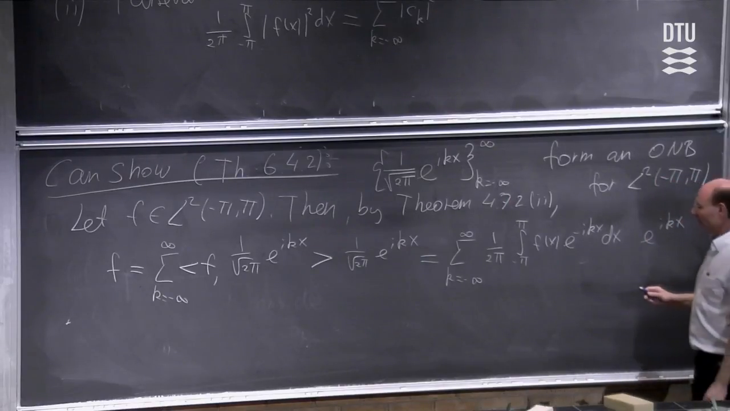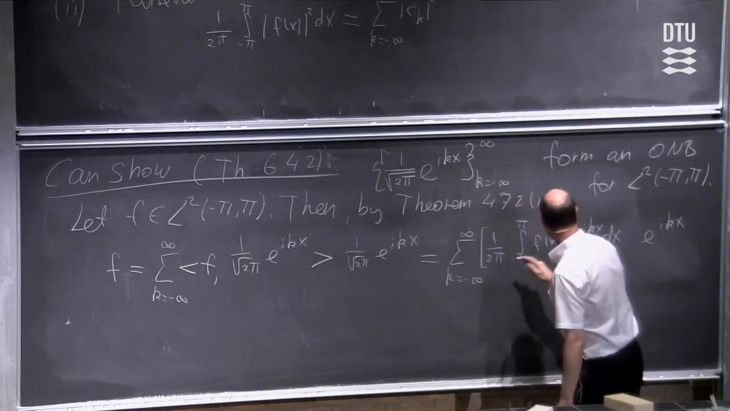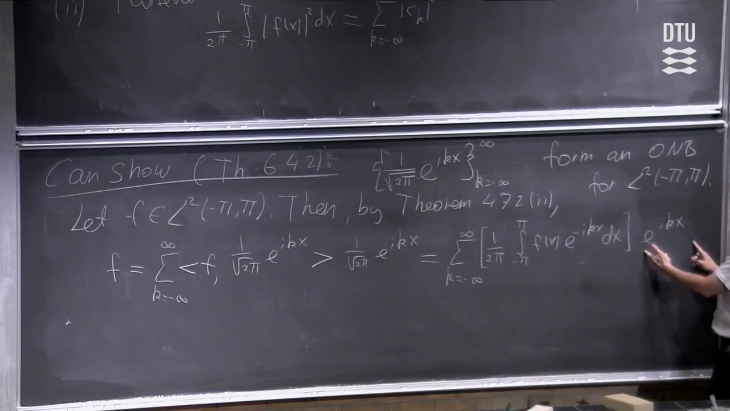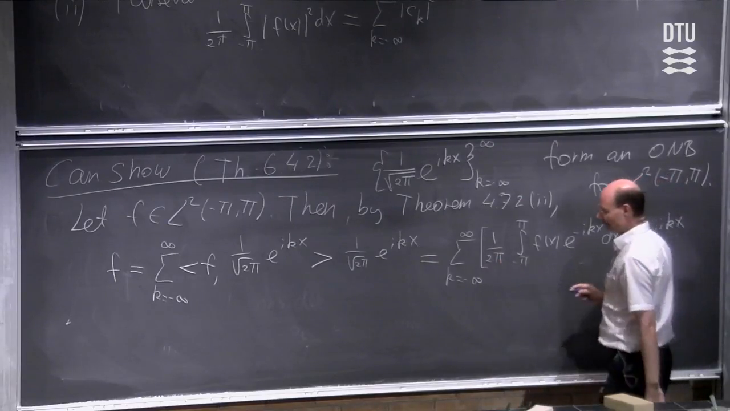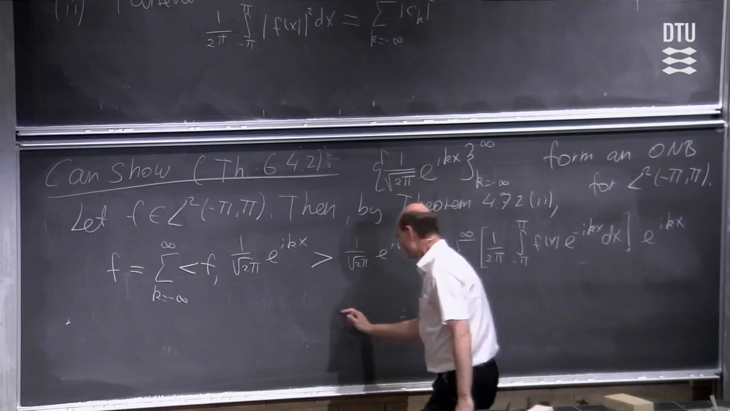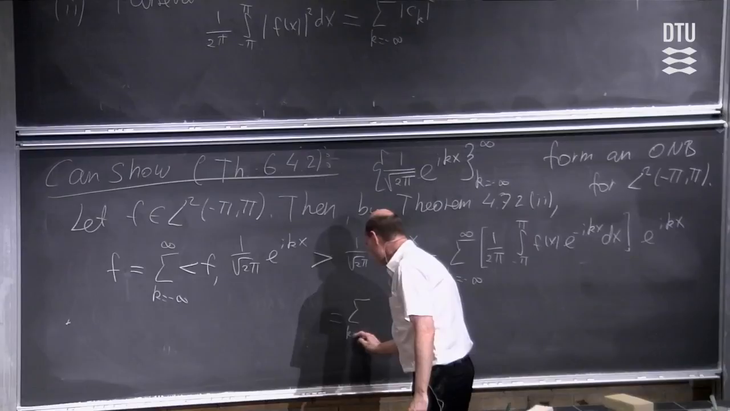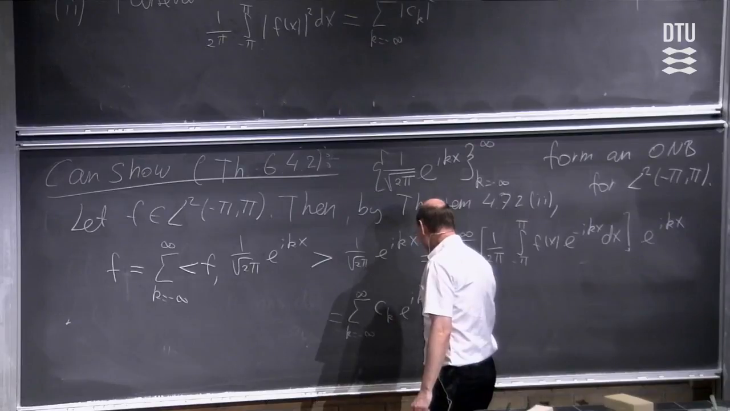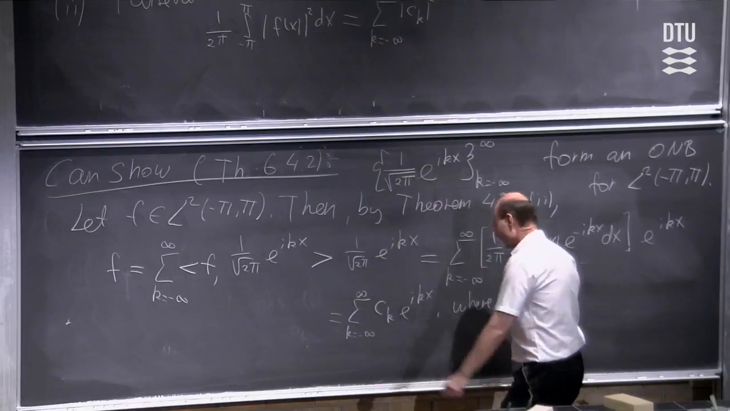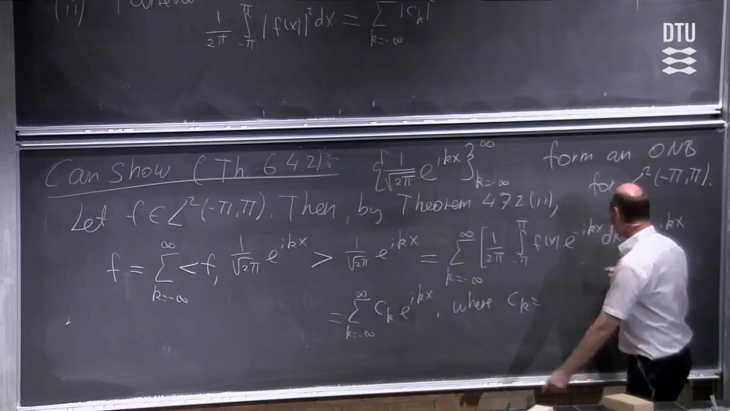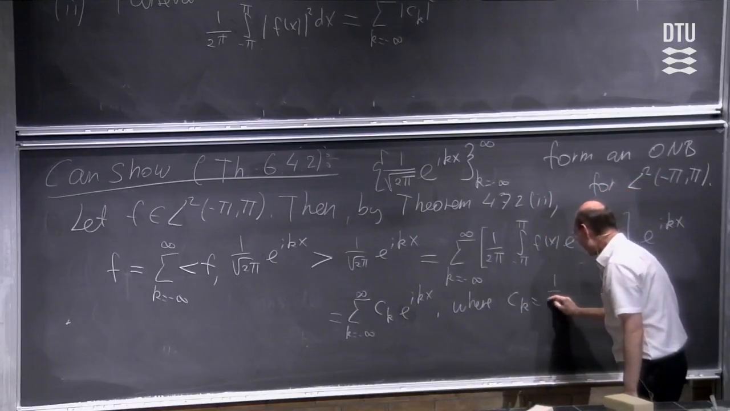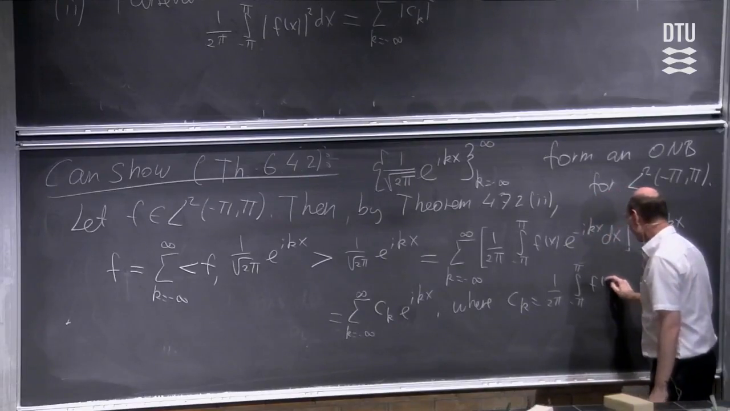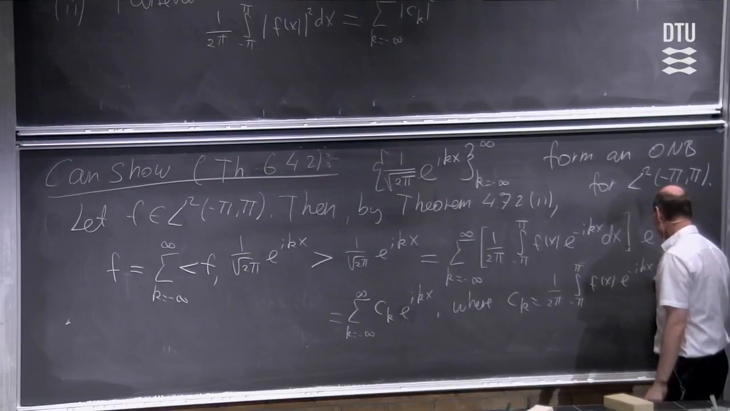So I think in order not to be confused, let's put a bracket around this, because this is just a number that we calculate and then multiply with this. So let's call this number ck. Then this is the same as the sum from k equal to minus infinity to infinity of ck e to the I k x, where the ck's are exactly what we have in the bracket. So this is 1 divided by 2 pi, the integral from minus pi to pi, f of x e to the minus I k x dx.